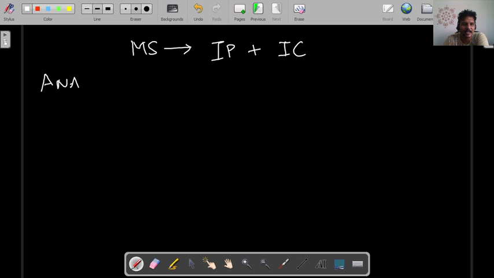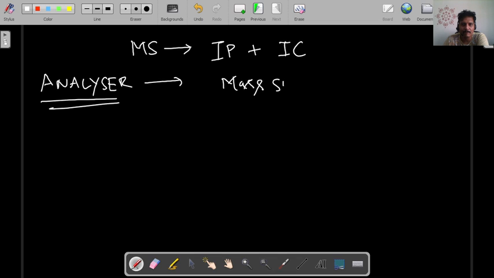It is called the analyzer. Actually, based on the type of analyzer that is employed, you will call different types of mass spectrometers. Okay, based on the type of analyzer, we have four different types we are going to see.